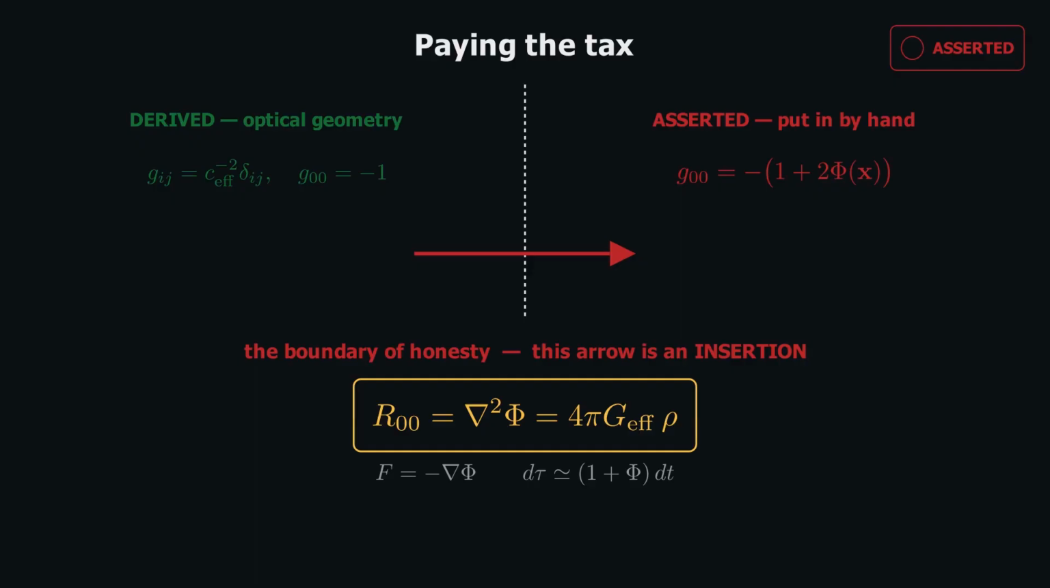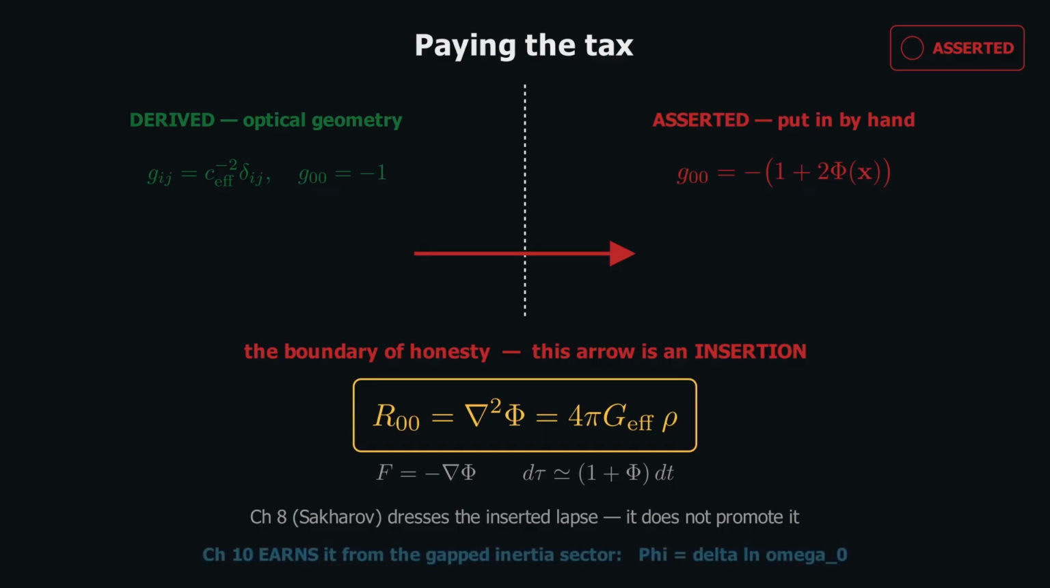At the level of this chapter, the potential phi is posited, not produced, asserted, and tagged as such. Sakharov's induction, next chapter, dresses the inserted lapse with an Einstein-Hilbert action and fixes its coefficient, but it presumes a dynamical lapse already exists to integrate over. It does not promote it. The promotion is earned later in chapter 10 from the one sector the geometry papers never varied, the inertia and locking sector, whose gapped clock frequency ω0 does break the conformal gauge. There the potential is derived, phi equals delta log ω0. So R0 equals 0 was a frame choice, not a law.